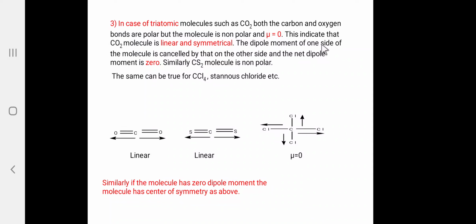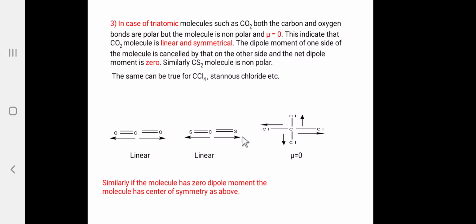The dipole moment of one side is cancelled by the dipole moment of the other side, and the net dipole moment is equal to 0. This is the case in carbon dioxide, and the same in carbon disulfide. So both carbon dioxide and carbon disulfide are linear and symmetrical, and mu is equal to 0. The same can be true for carbon tetrachloride as well as stannic chloride. Similarly, if the molecule has zero dipole moment, the molecule has a center of symmetry as above.